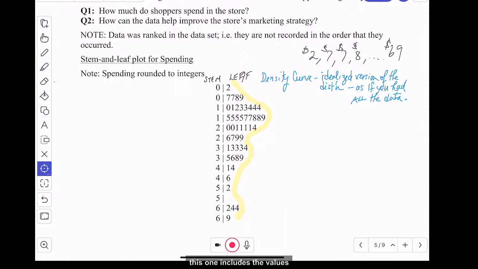this one includes the values from 0 to 4. So there's 5 possible numbers in there. And the next one starts 5 to 9, and then 10 to 14. So this way, each of the classes, that's what these are, the classes, are mutually exclusive.